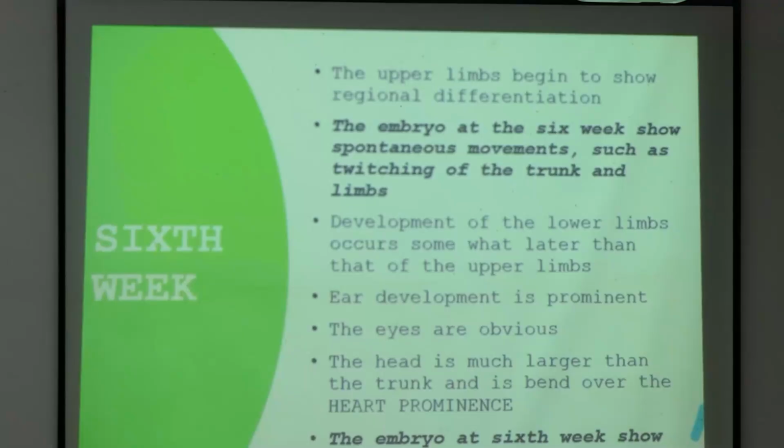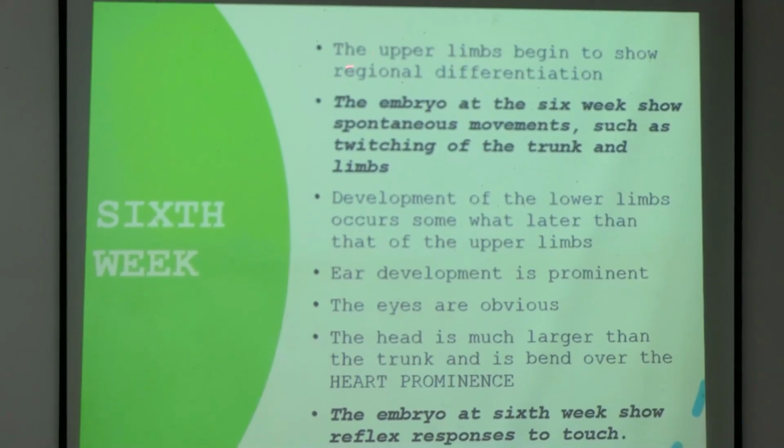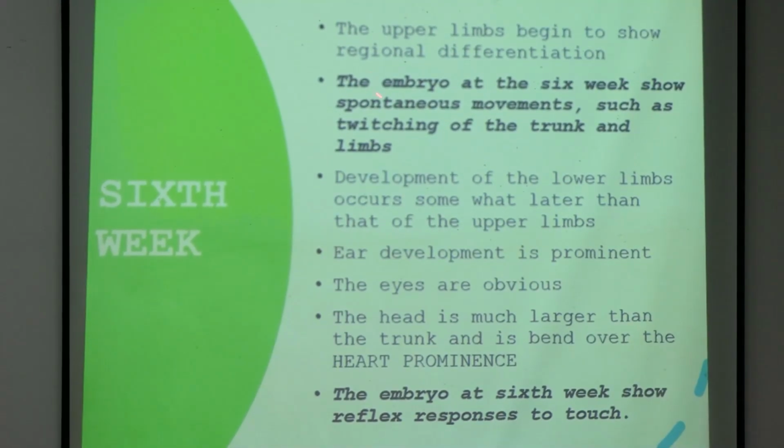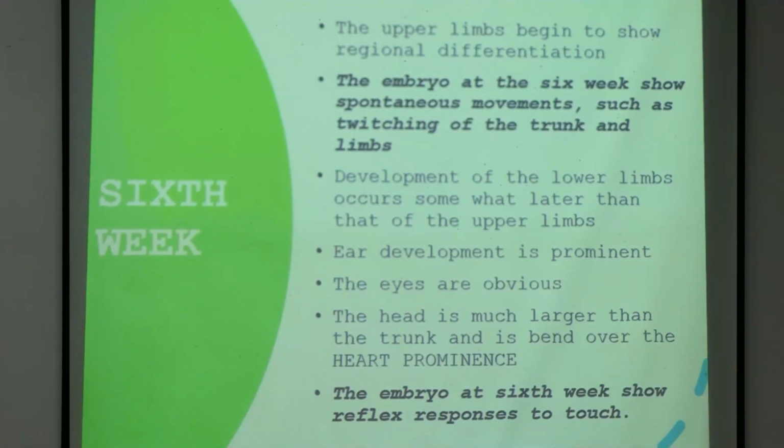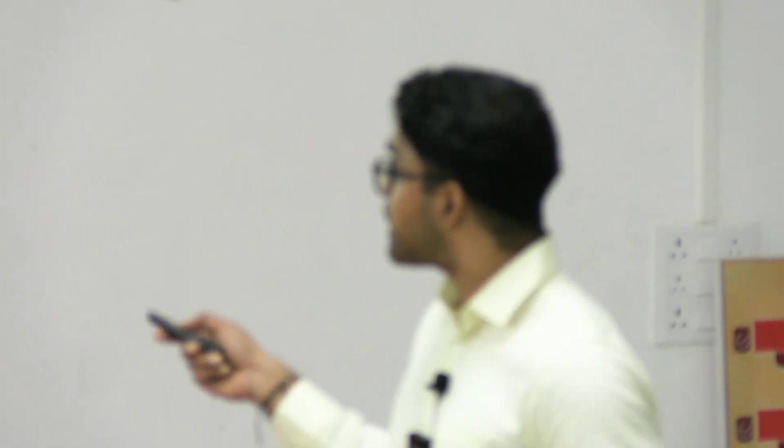In the 6th week, we will go through the major areas. The embryo at 6 weeks shows spontaneous movements such as twitching of trunk and limbs. This is an important point. It means that in 6 weeks, the nerves and muscles are connected, because a muscle cannot twitch without nervous connection. So this indicates that by 6 weeks there is fusion of nerves and muscle. They are working together. The movement may not be organized, but they are at least working together.